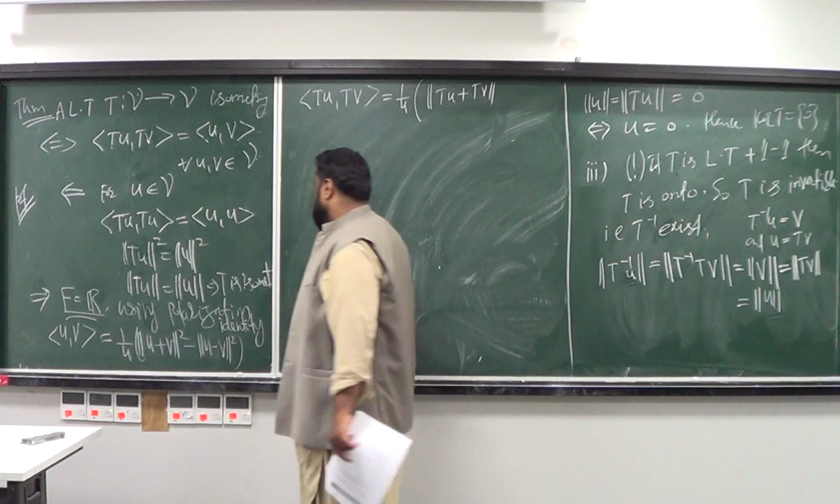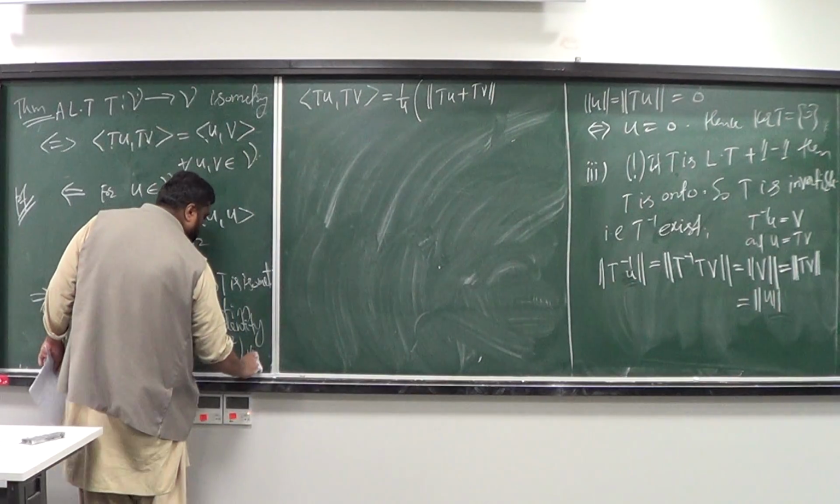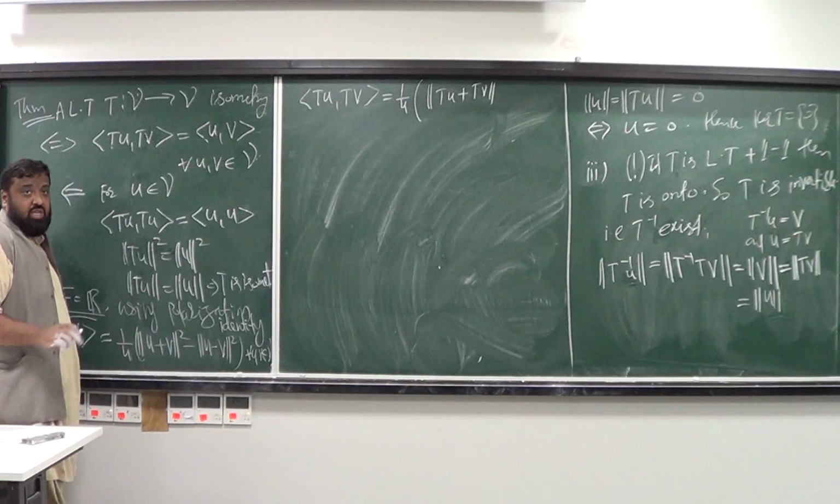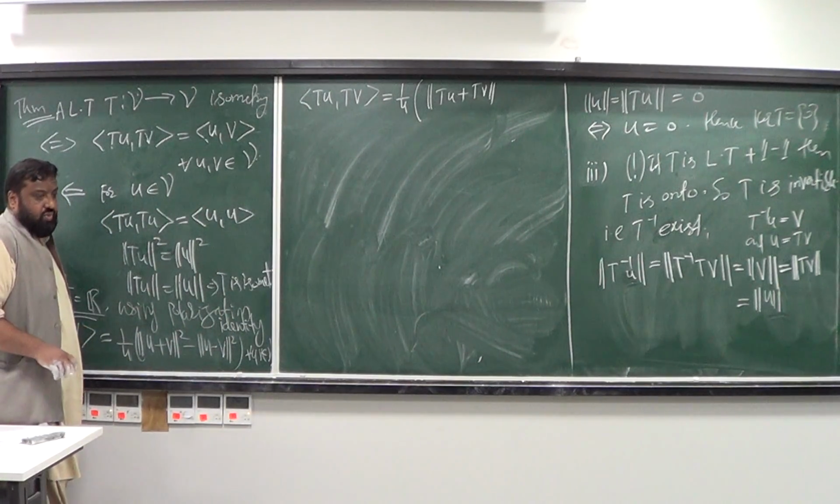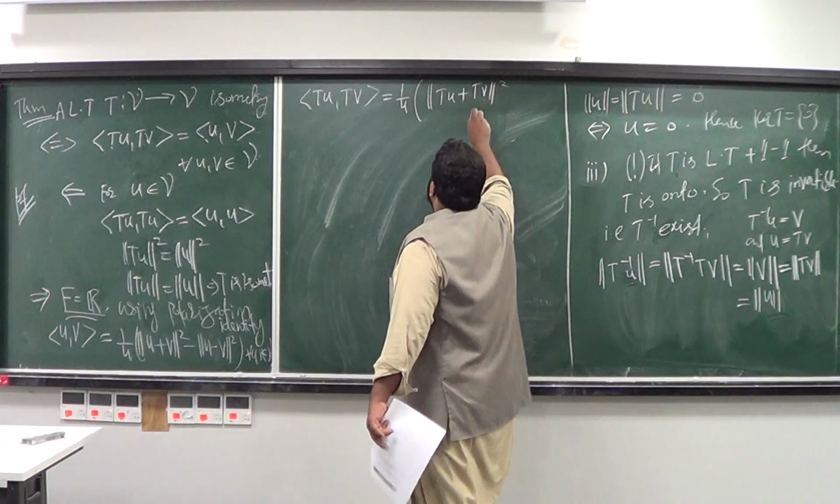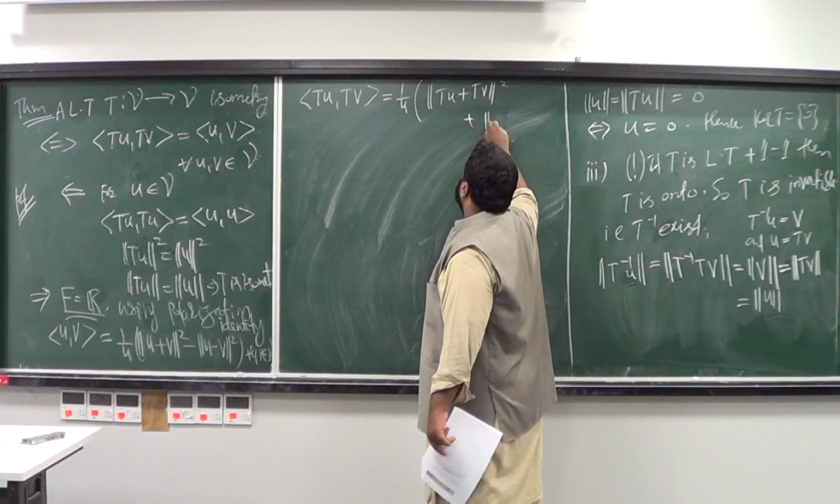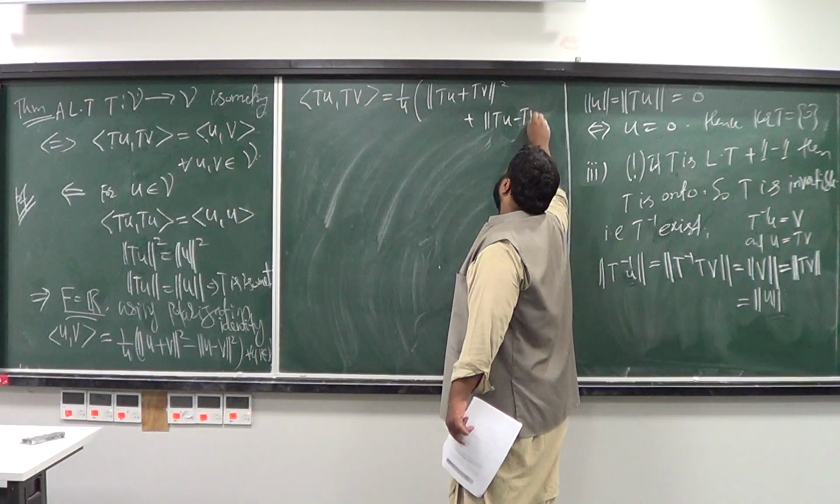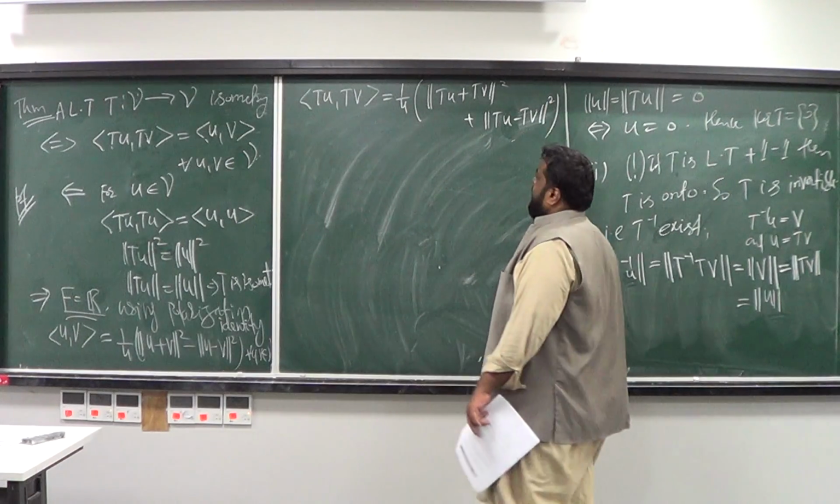By the way, this polarization identity is true for all U and V in the inner product space V. Okay, so this is true for all U and V in the inner product space. Square U plus T of U minus V squared. So this is true.